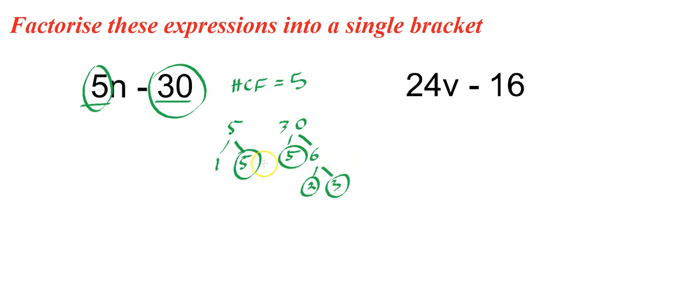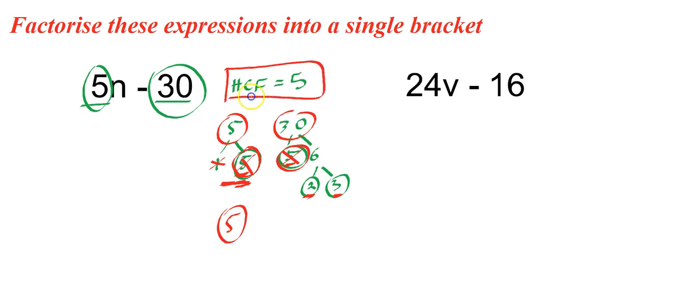What factors are common to both 5 and 30? We've got a 5 here and a 5 here, so those become part of the solution. 1 we can't count. 2 is on this side, but there are no 2s here. And 3 is on this side, but there are no 3s here. So the only factor common to both 5 and 30 is 5. The highest common factor is indeed 5.